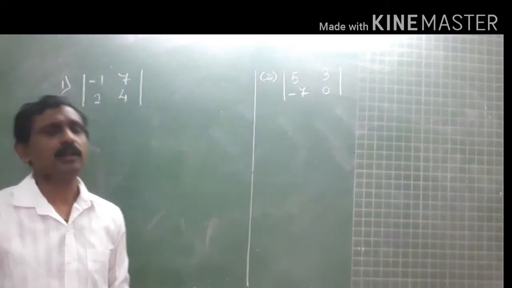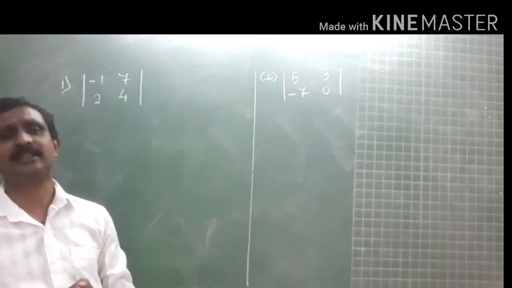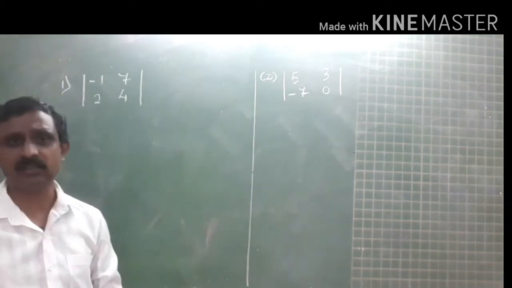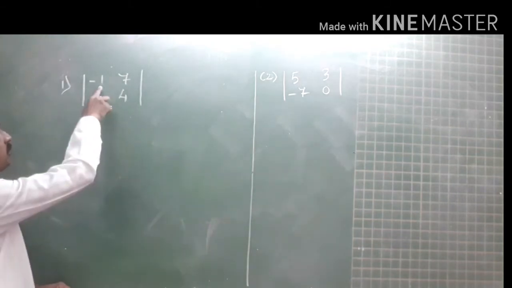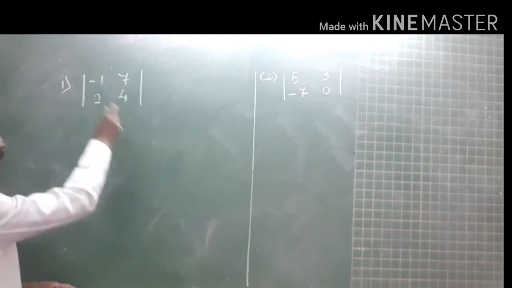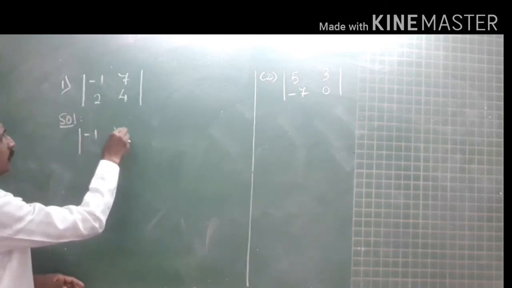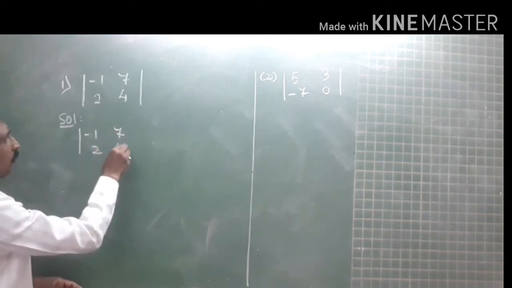We have just studied what are determinants. Based on that, let us see 2 examples which is given in our practice set. The first one, minus 1, 2, 7, 4. Let us take the first one. Solution. Minus 1, 7, 2, 4.